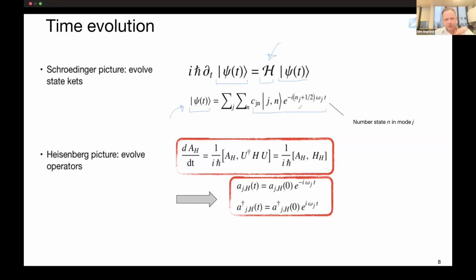giving this expression for the state evolution. The state evolution is given by the decomposition into energy eigenstates denoted by j, n, where j is the mode, like the jth mode of the optical field. For example, if this is the electric field, this here would be the lowest energy state of the resonator. It has a node at this mirror and at this mirror. The next lowest energy state would be this one, etc. So this is indexed by j equals 1, j equals 2.